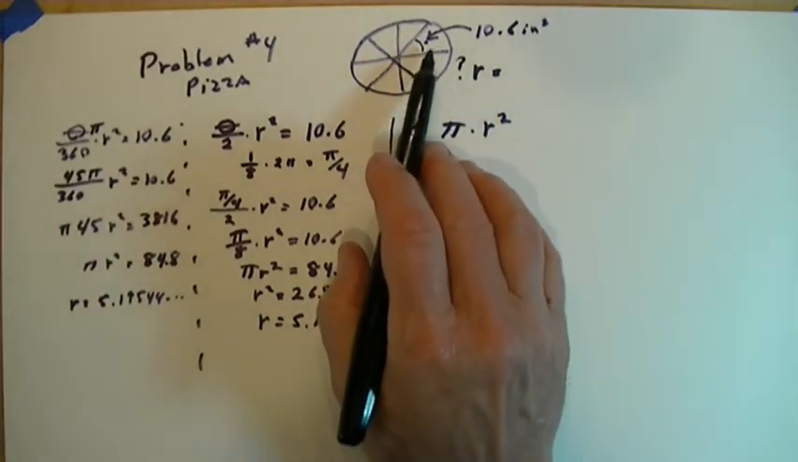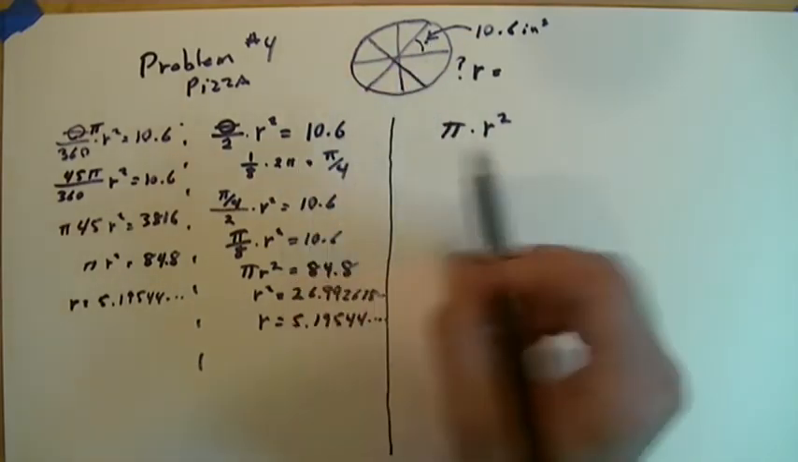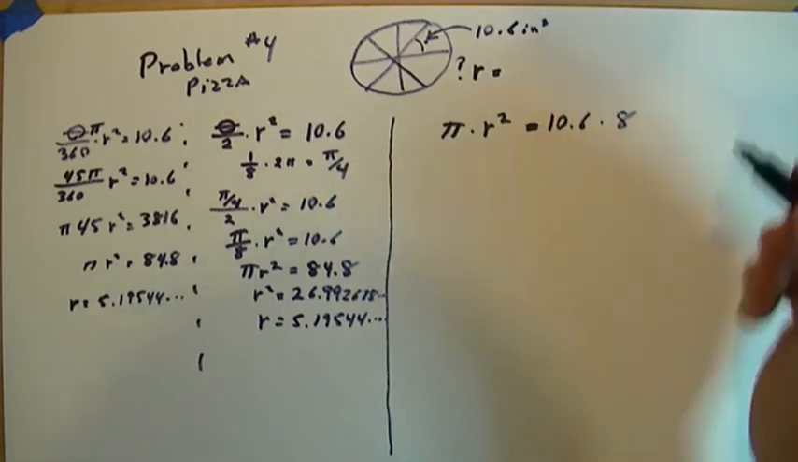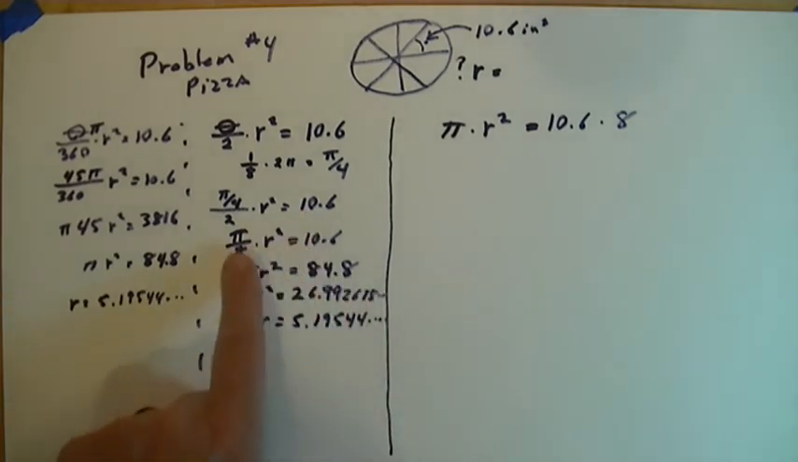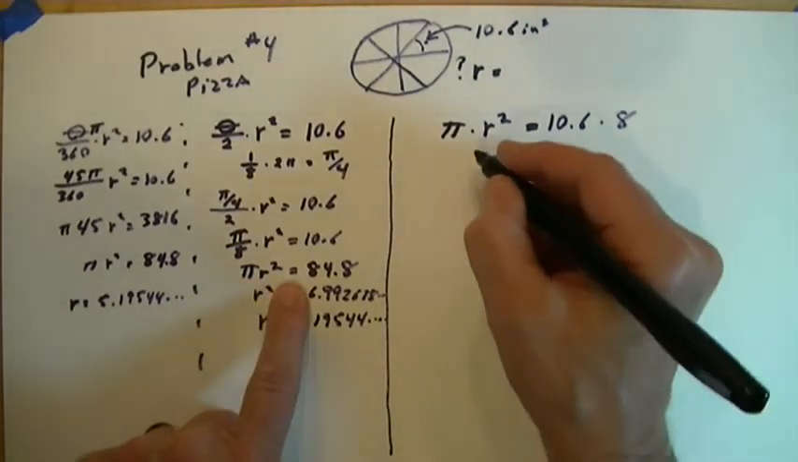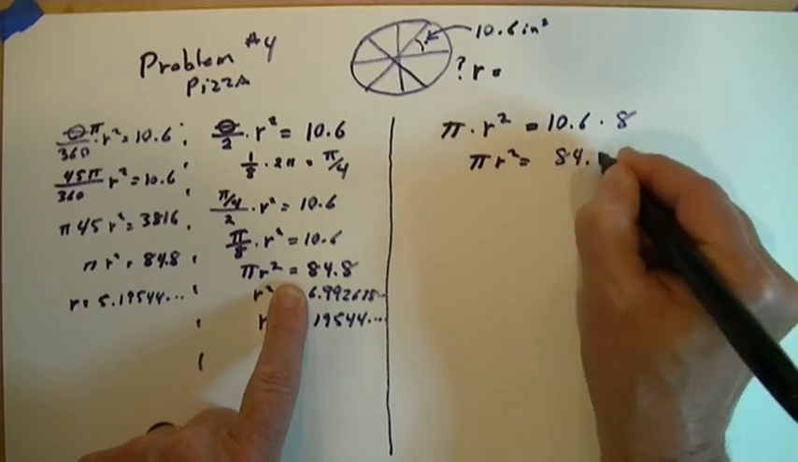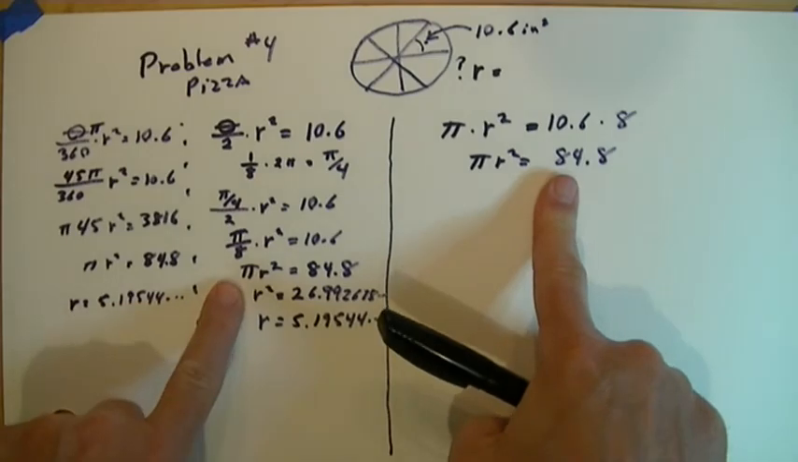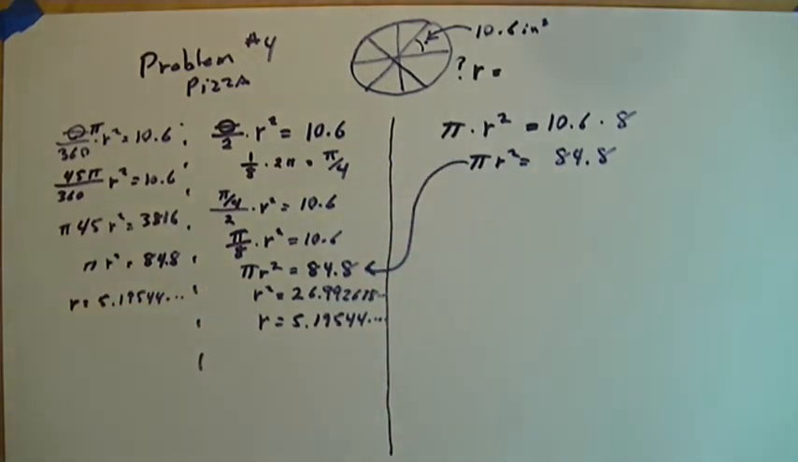Now, if I know what one of these sectors is, and I know that there's 8 of them, then this is just equal to 10.6 times 8. Okay? Now, I've already done 10.6 times 8. We did that in this step here, and we ended up with pi r squared equals 84.8. So, using this method, we're already to this step there.